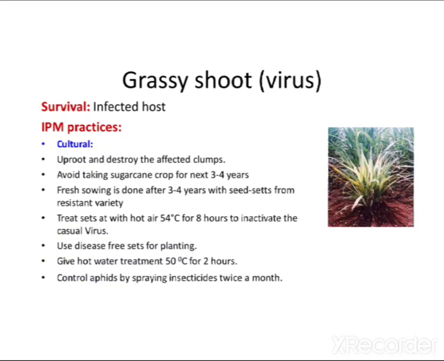So crop rotation with a non-host for 3 to 4 years has proved very effective in the management of this particular virus. Fresh sowing is done after 3 to 4 years with seed sets from resistant varieties, and some resistant varieties are reported for the control of grassy shoot. So after the 3 to 4 years of crop rotation, one should go for the utilization of a resistant variety for taking a fresh crop.